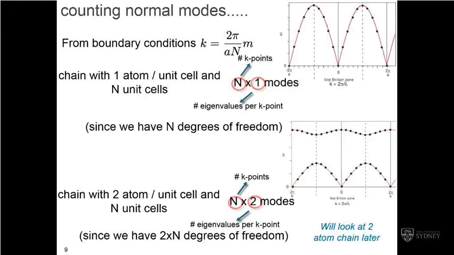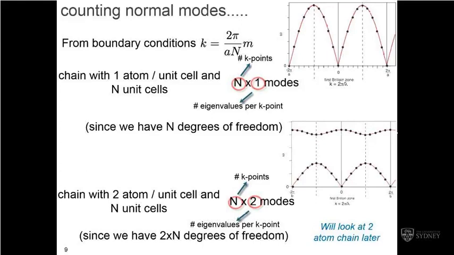So we have 1 atom in the unit cell. Okay, now if we consider 2 atoms in the unit cell, how many modes do we get? We still have n unit cells, but we've got 2 atoms in the unit cell, so you'll get 2 modes. So for 2 atoms in the cell of this chain, we have 2n degrees of freedom and 2n modes.